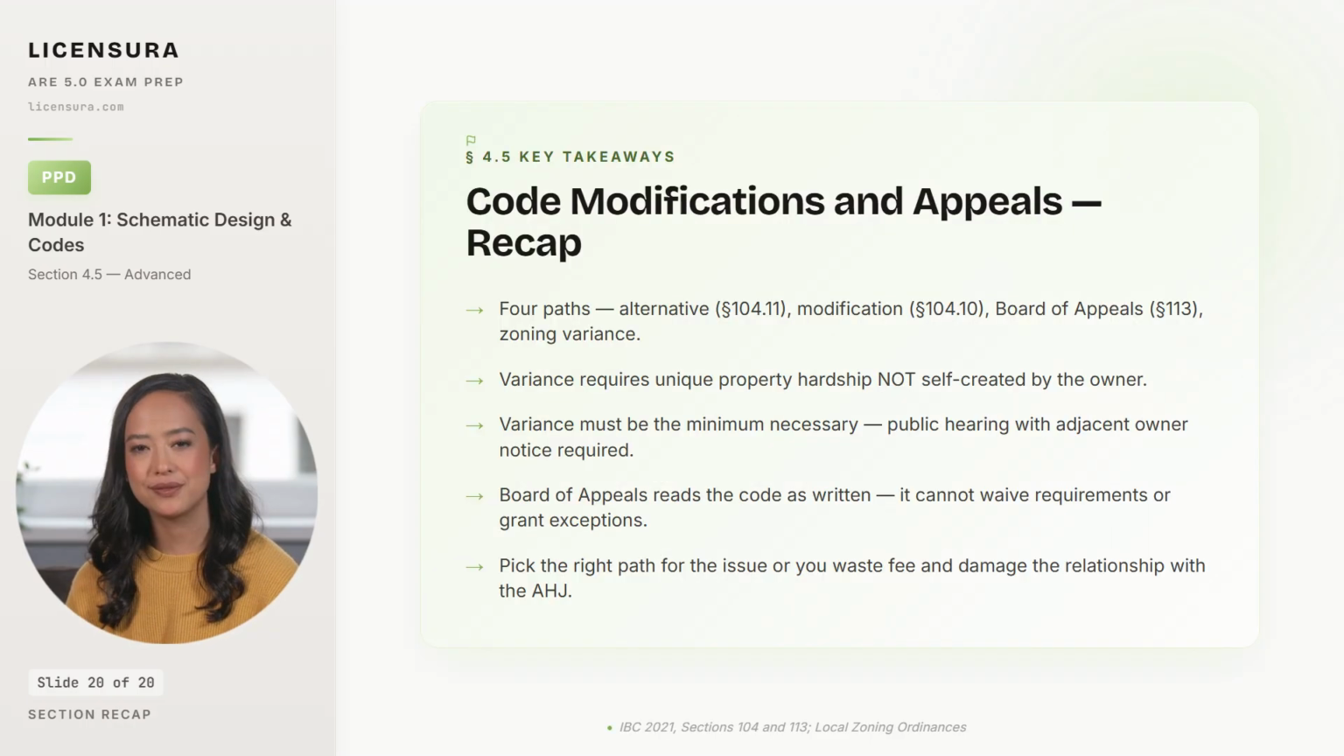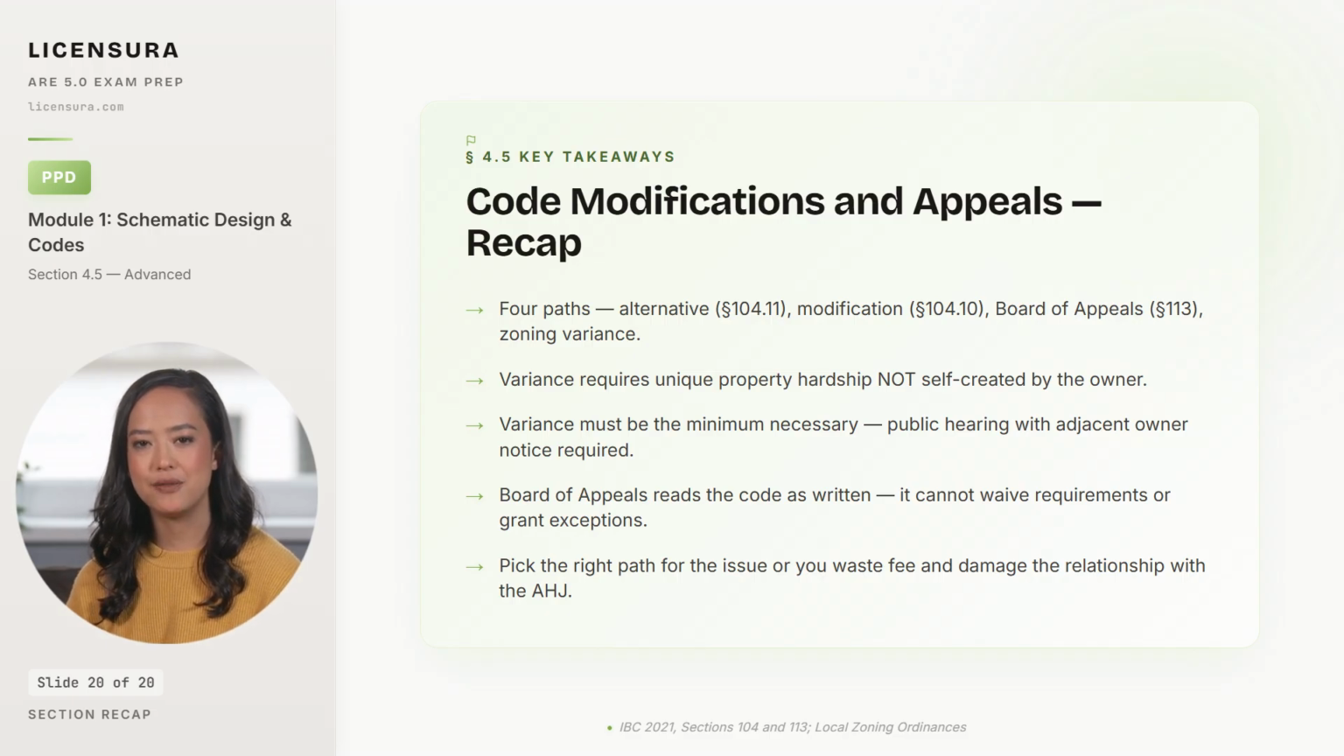5 takeaways from code modifications and appeals. First, 4 formal paths exist when an architect disagrees with the building official. Alternative materials and methods under Section 104.11, modification of a specific requirement under Section 104.10, appeal to the Board of Appeals under Section 113, and a zoning variance through the Planning Authority. Each path serves a specific kind of disagreement.